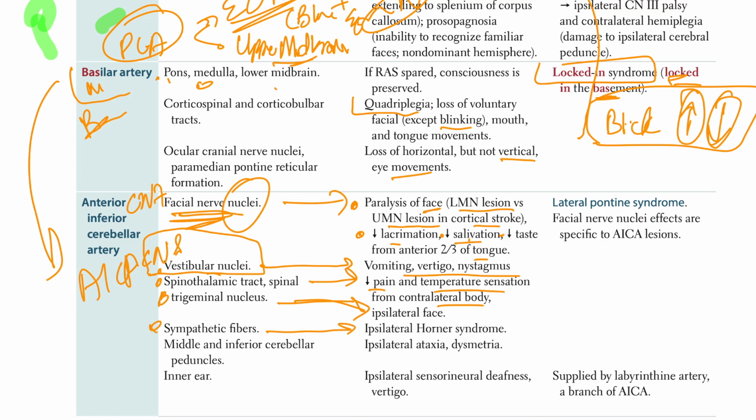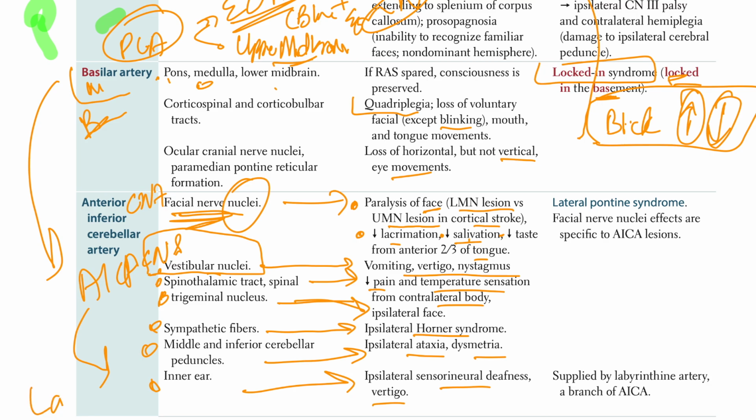Sympathetic fibers give ipsilateral Horner syndrome. Middle and inferior cerebellar peduncles will cause ipsilateral ataxia and dysmetria. Inner ear will lead to ipsilateral sensorineural hearing loss and vertigo. Okay. One of the things they might ask you is which artery supplies the inner ear? That is coming from ICA.